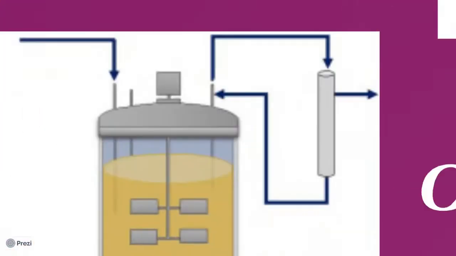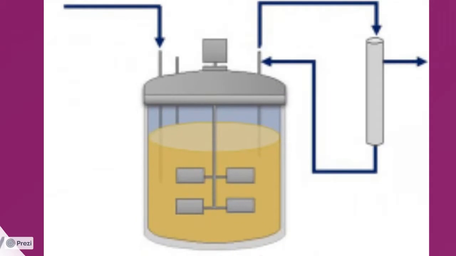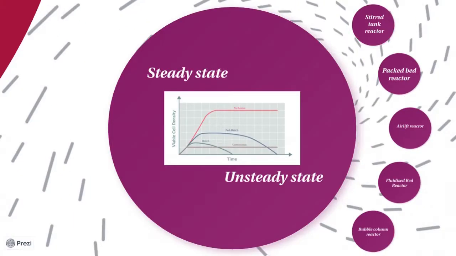wherein in the third case, continuous cultivation systems, there is a continuous supply of nutrient to the reactor vessel and the product will be continuously withdrawn from the reactor, where the substrate and product concentration will be maintained constant and the process will be carried out under steady state conditions. Further, the process can be broadly classified as steady and unsteady state reactor.